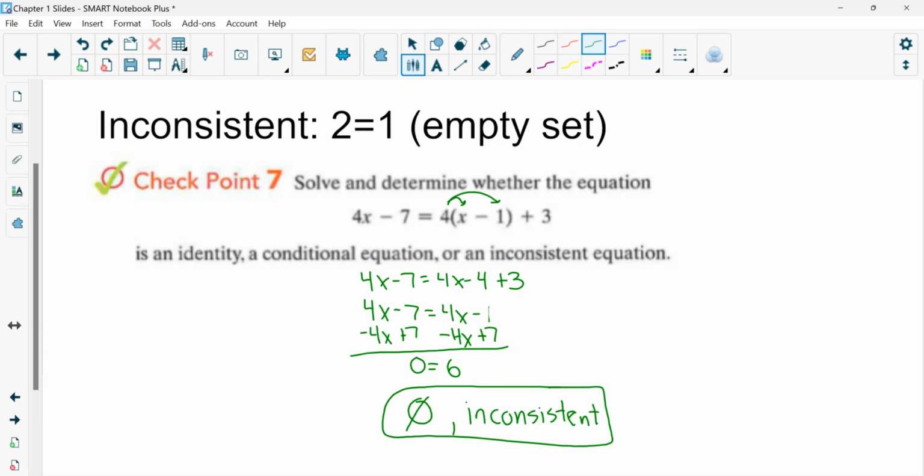You don't have to. As long as they're not equal. I was just kind of saying, all right, well, I'm going to try and get my numbers on the right and variables on the left. It just so happens that's what it did. But you don't have to. As long as you're seeing that all those x's cancel and they're not equal to each other, then it's inconsistent.